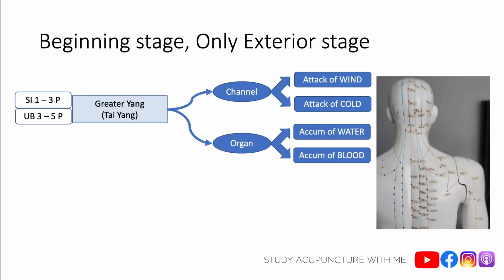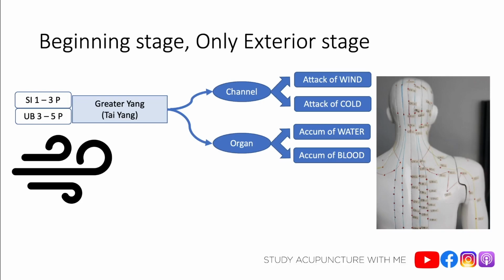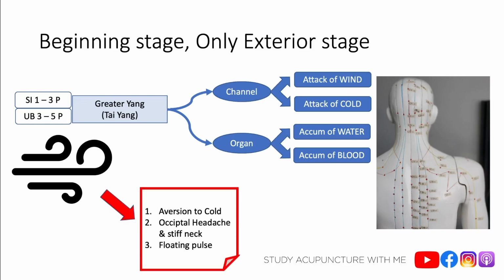And this is also why in this stage, you'll see 3 very specific symptoms. Number 1, you'll see an aversion to cold and wind. Number 2, you'll see an occipital headache and a stiff neck. And number 3, because of that invasion of wind, when you palpate their pulse, they're going to have a floating pulse. So with those 3 in mind, let's talk about the channel patterns first.